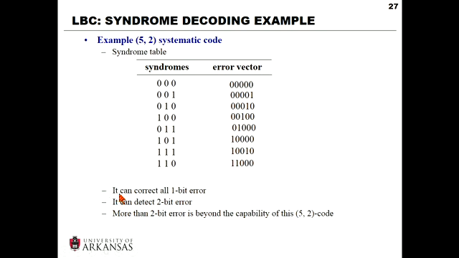So you can correct all 1-bit errors. It can detect 2 bits of errors, right? And more than 2 bits of errors is beyond the capability of the 5,2 code. Later on, we are going to discuss the detection and correction capability of a particular code, and there are actually theories behind that. So for this simple 5,2 code, it can correct all 1-bit errors and detect 2 bits of errors. And for this 5,2 code, for every 2 bits of information, we add 3 bits of redundancy, right? And the total codeword length is 5.